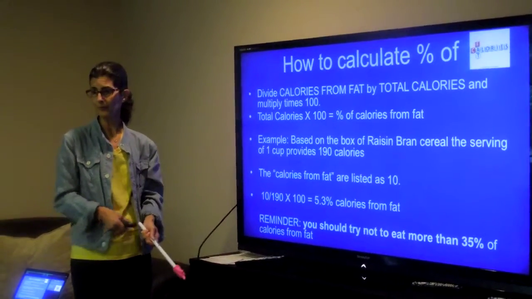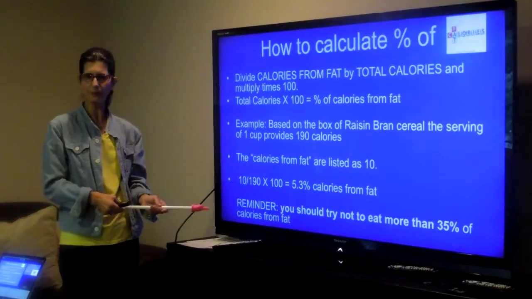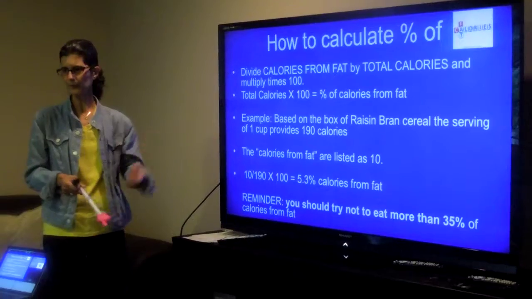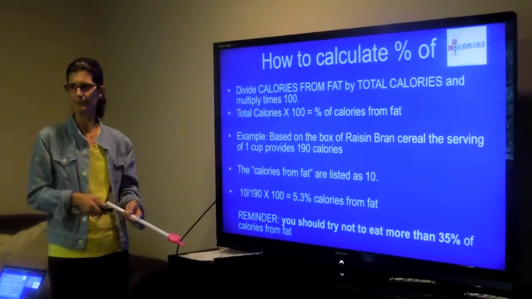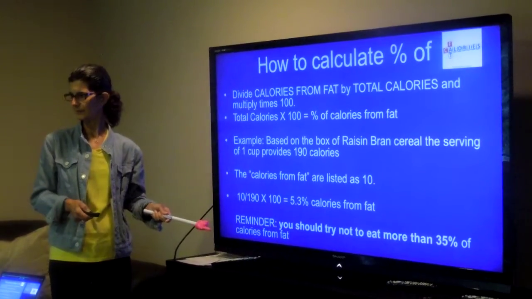If we recall the magic number of 35%, 5.3% is a lot lower than the 35. So the Raisin Bran is not bad. It's a good source of cereal compared to other products that are out there. So that would be a great selection. Does everybody understand how we did this?